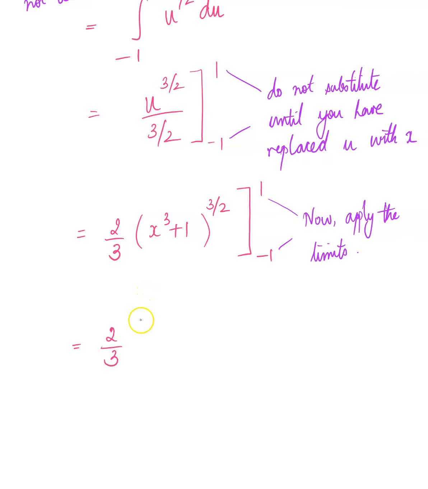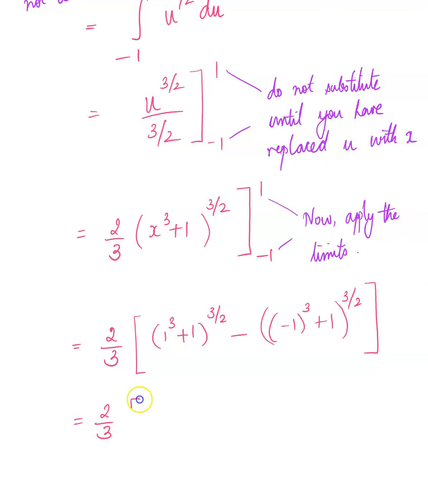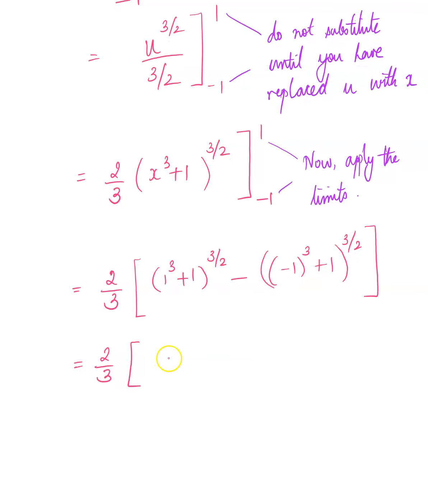So this constant can be out here. And what I'm going to do is 1 cubed plus 1 power 3 over 2 minus negative 1 cubed plus 1 power 3 over 2. Bring in all those extra brackets there because you do have the minus in the formula, right? Top minus the bottom, and there is a -1 to substitute. Watch out for that. That's going to be 2 power 3 over 2 minus, this is going to be -1 plus 1, so 0 power 3 over 2.